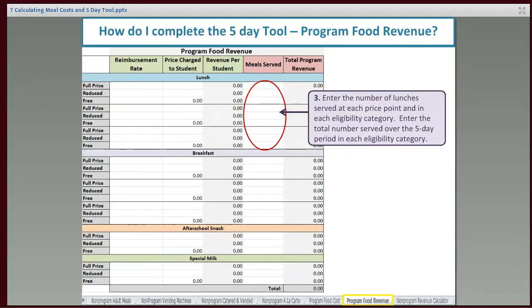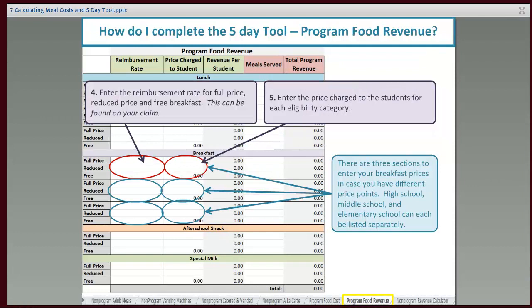And then you'll enter the number of lunches served at each price point for each eligibility status. So here, if I put high school price here, then I'll put how many high school full price, how many reduced, and how many free, and the same for middle school and elementary school.